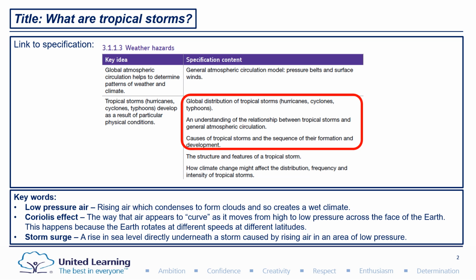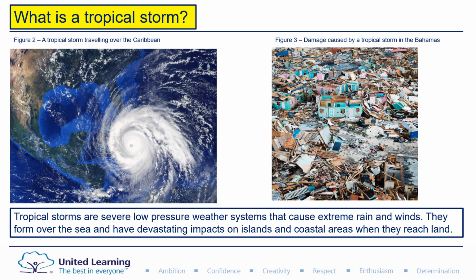What I'd like you to do now is just to pause the video and write down the 3 key words. So low pressure air, the Coriolis effect, which refers to the spinning of the earth and how air moves over it, and storm surge. Perfect, let's crack on. So, first things first, what is a tropical storm?